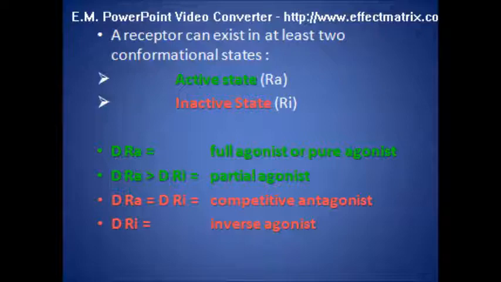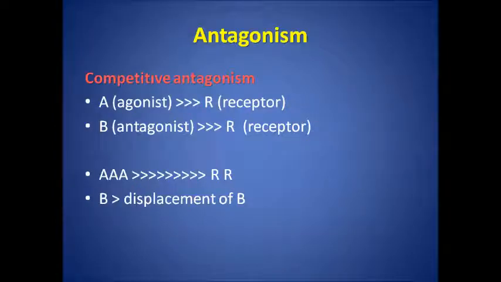If a drug has an equal affinity for the active and inactive conformation, it will not alter the balance of the receptor, and is defined as a competitive antagonist. The antagonism can be classified as two types: competitive and non-competitive. The antagonism is competitive when two substances, A and B, have affinity for the same receptor and compete for the same receptor. The problem is surmountable. With an increase in the concentration of the agonist A, the displacement of the antagonist B from the receptor occurs.